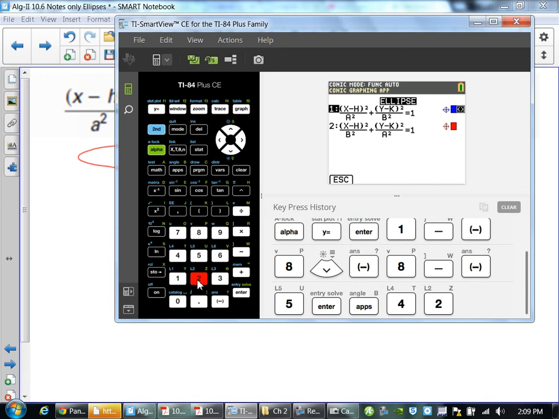Anyway, what happens here is that there will be a formula sheet for certain things. The conic formulas would be something I would give to you on a formula sheet, okay? There are some things that you get to have.